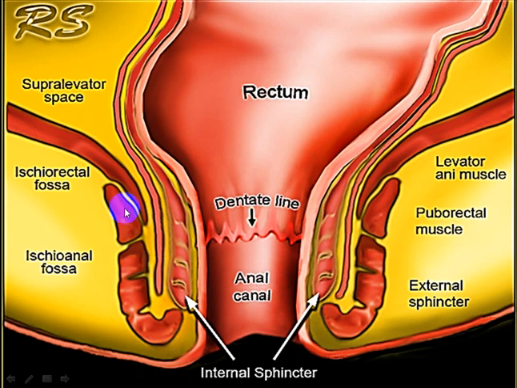Here is the external anal sphincter, which is composed of three parts. The upper one is deep, the middle one is superficial, and the lower one is subcutaneous.